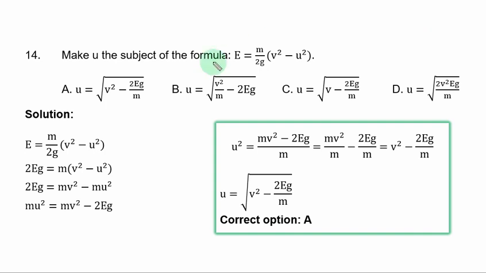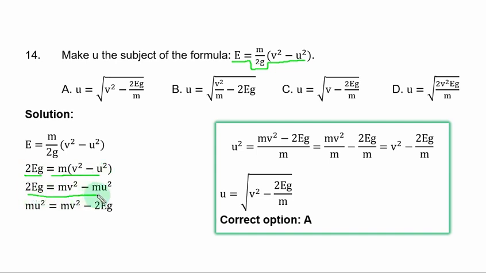Question 14. Make U the subject of the formula E equal to M over 2G, bracket open, V squared minus U squared, bracket close. For us to make U the subject, first let's clear the fraction by using 2G to multiply through, and you have 2EG equal to M times V squared minus U squared. If you open the bracket, you get this.